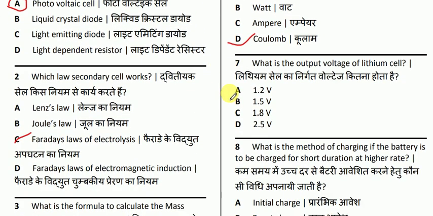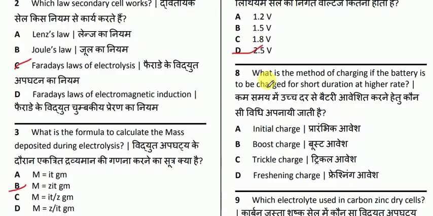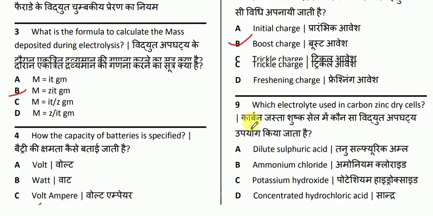Okay, then coming to the seventh question, what is the output voltage of a lithium cell? That is option D, meaning 2.5 volts. Commonly for a cell it is 1.5, but here the lithium cell is 2.5. Next, eighth question, what is the method of charging if the battery is to be charged for a short duration at a higher rate? That is boost charger.